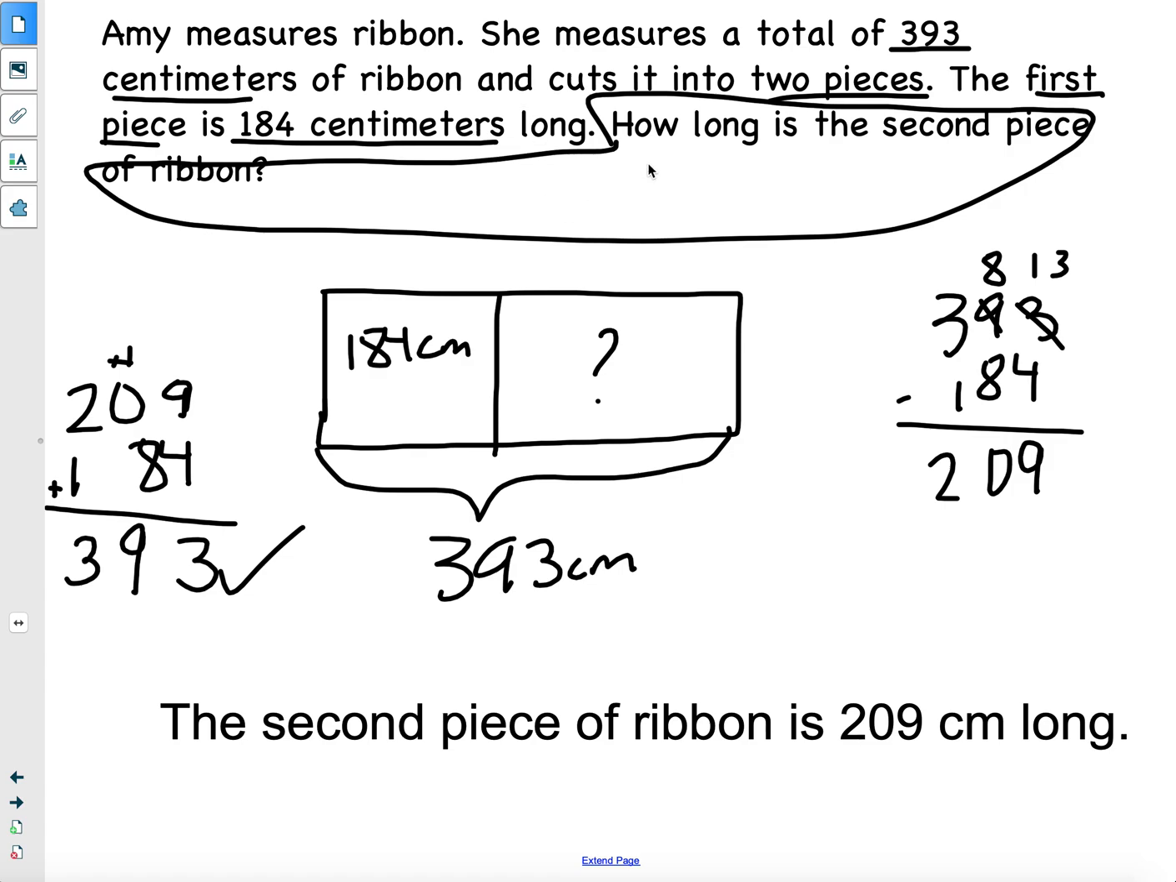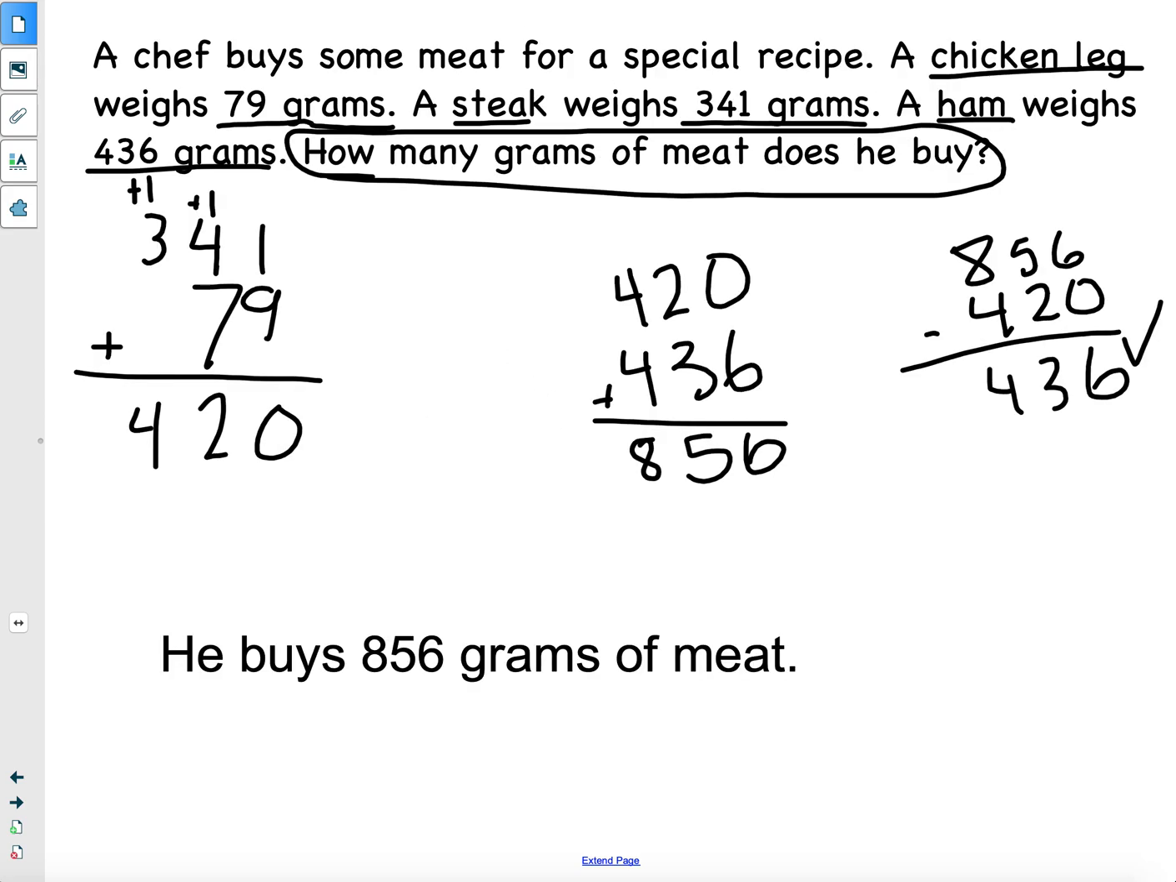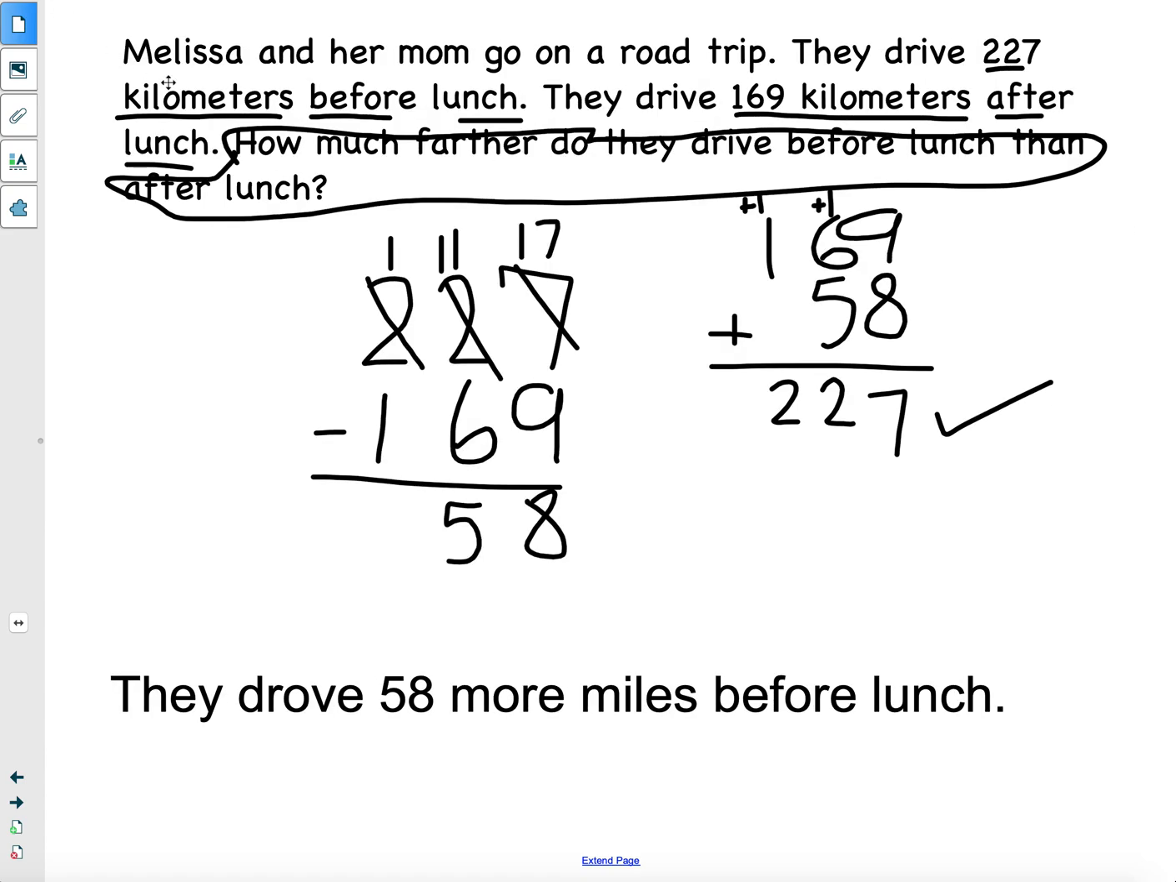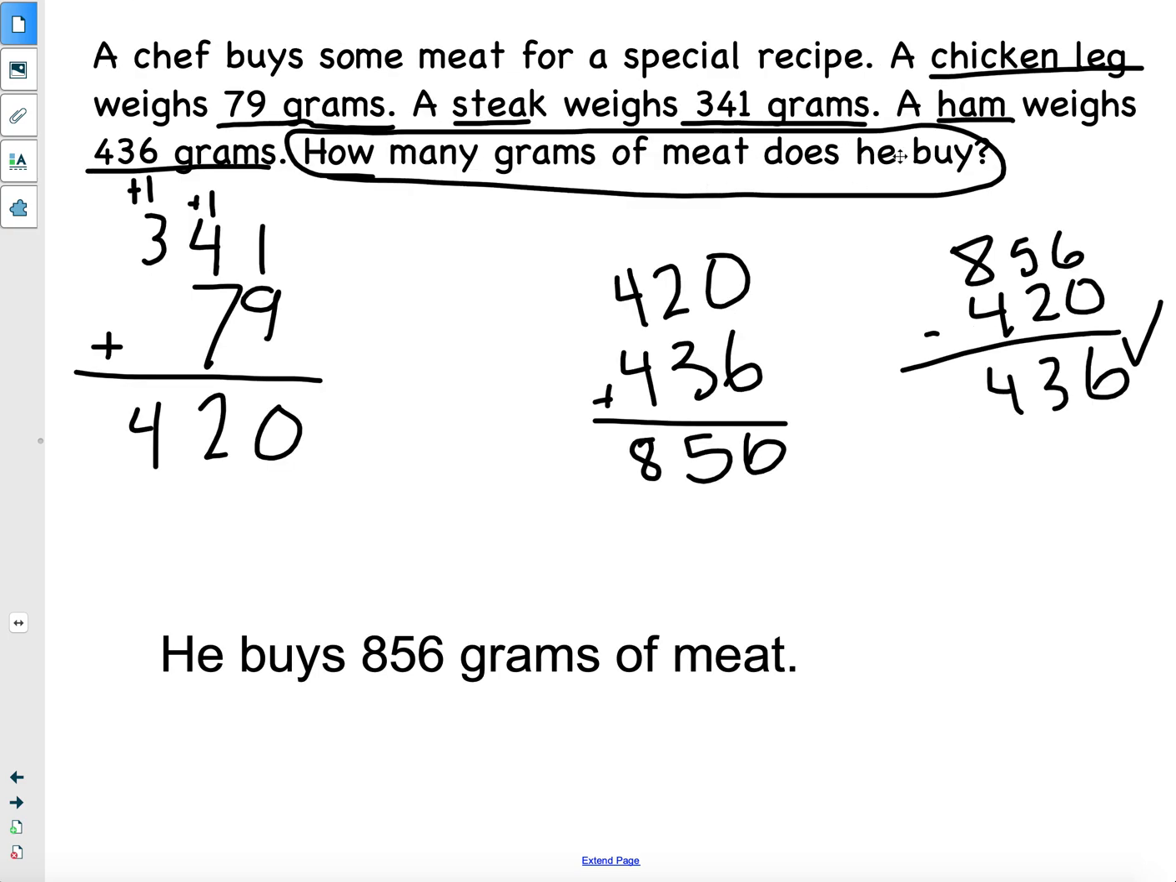So please look out for words like what is the total when you're adding, or how much altogether, things like that. And when you're subtracting, how much more, how much less, what is the missing piece, things like that, right? So part per whole, we would subtract, like this one here. How long is the second piece? We didn't know that piece, but we knew the whole and the part. And here, how much further? So we knew we had to subtract. How many grams does he buy? This was all together, so we were adding, right? So thinking of the information that the word problem is giving you to help you figure out which operation you need to do, addition or subtraction.